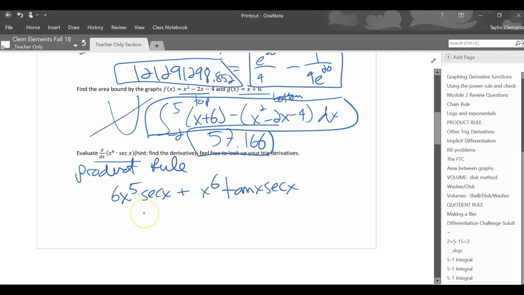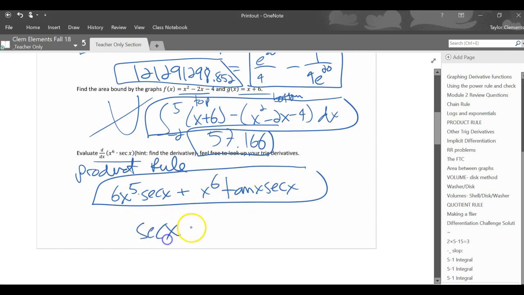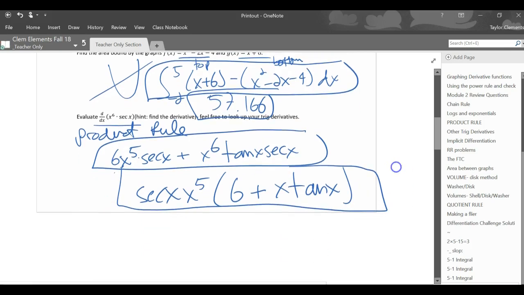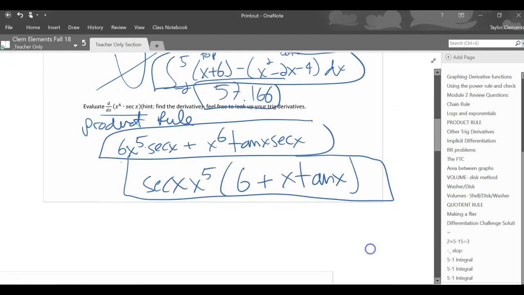I could factor something out here, but it wouldn't really help me change anything. So I can leave it like this, but I'll also go ahead and put the factored out answer. They have an x to the fifth and a secant in common. So secant of x, x to the fifth, and then inside we still have a 6 plus x times tangent of x. Either of those are completely acceptable. Now, if there were a fraction and we needed to, then you would need to do this process right here, but there's nothing wrong with that.